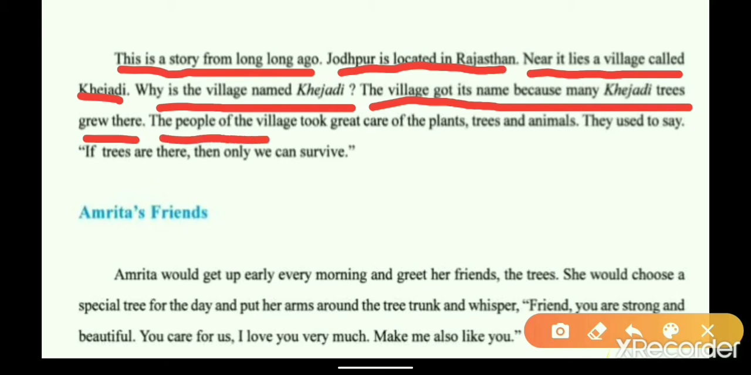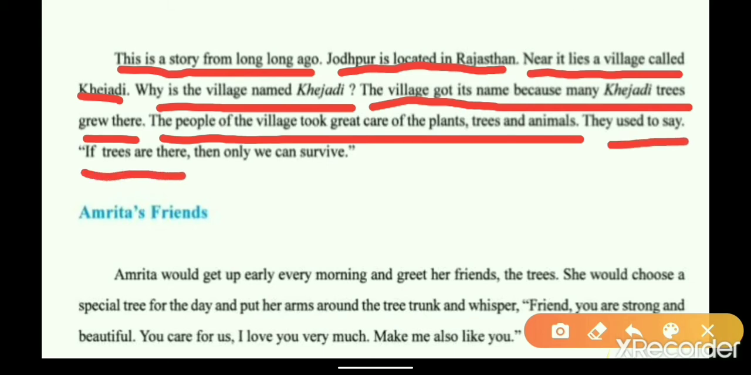The people of the village took great care of plants, trees and animals. So the people living here take care of plants, trees and animals. They used to say, if trees are there, then only we can survive. So they used to tell that if there are trees, then only we can survive.